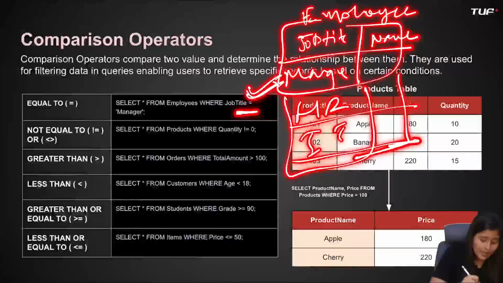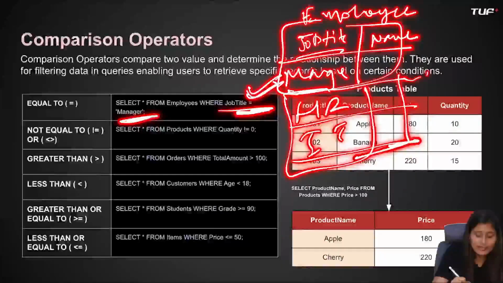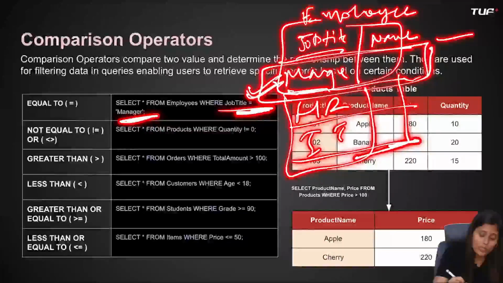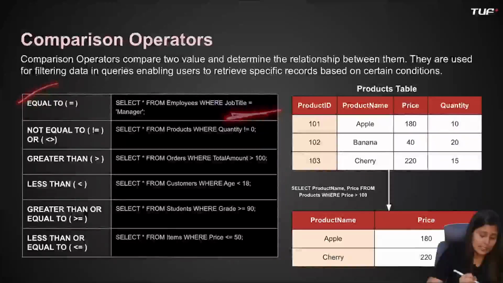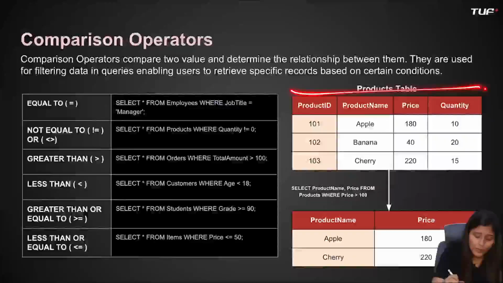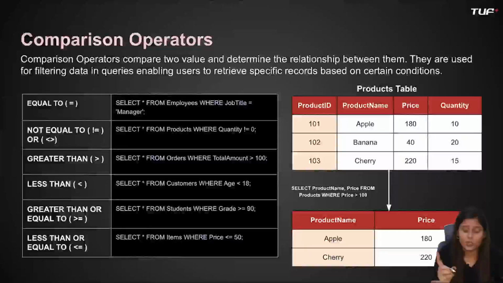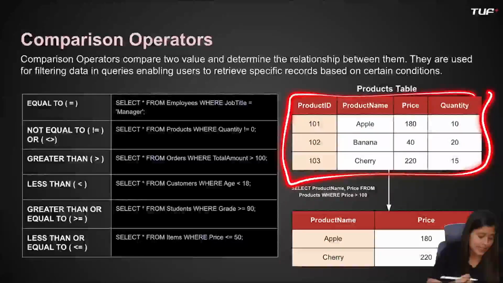So basically we are saying equal to: if job title is manager, then select that row, right, with all the columns. Name A, B, C. So this will be selected. This is how the equal operator works. Now if we are saying quantity is less than 0, so let's suppose in this product table, if we are saying select every row with every column if quantity is not equal to 0. In this case, quantity is 10, 20 and 15. So quantity is not 0. So this whole table will get selected.